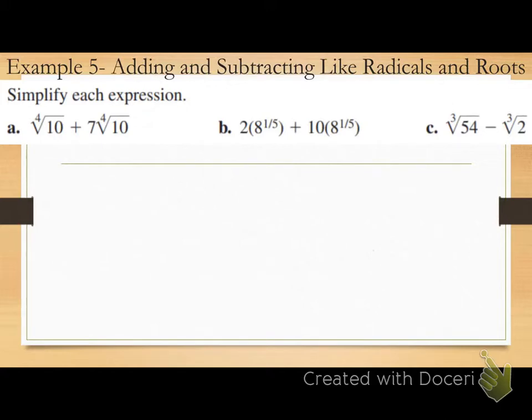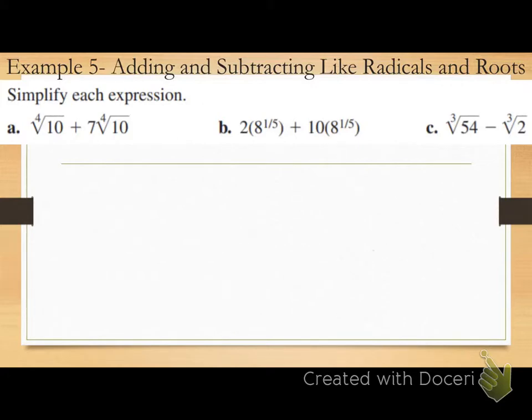So what's my index on this first term here? 4. What's the radicand? 10. Very good. What's the index of my second term? 4. What's the radicand of my second term? 10. So would you guys say these are like radicals? Yes. I would too. Perfect.